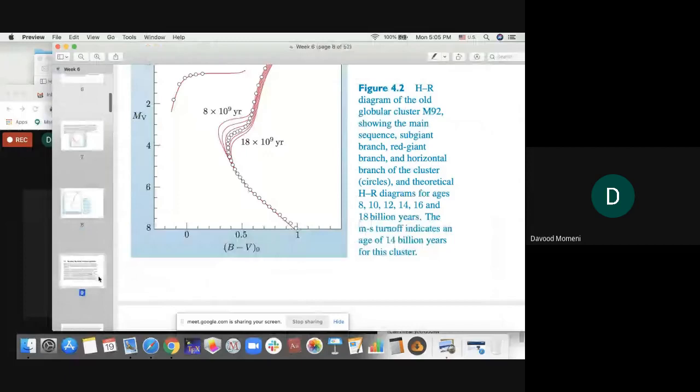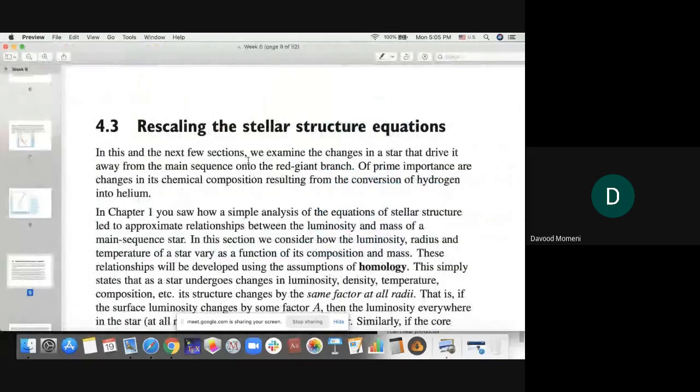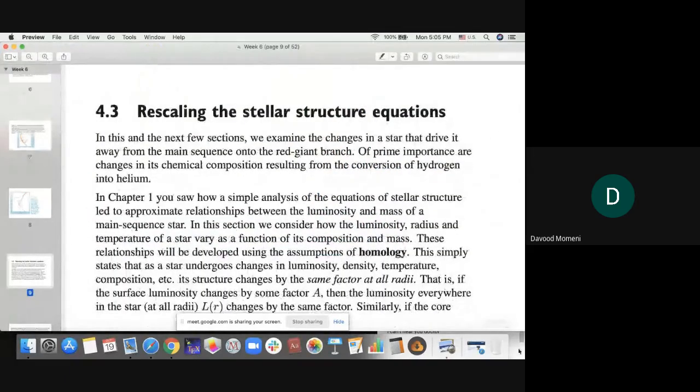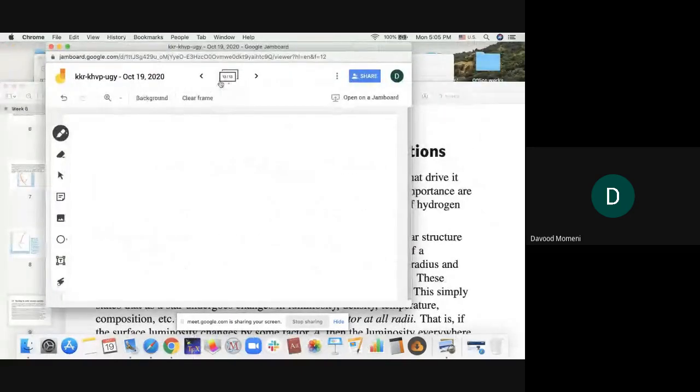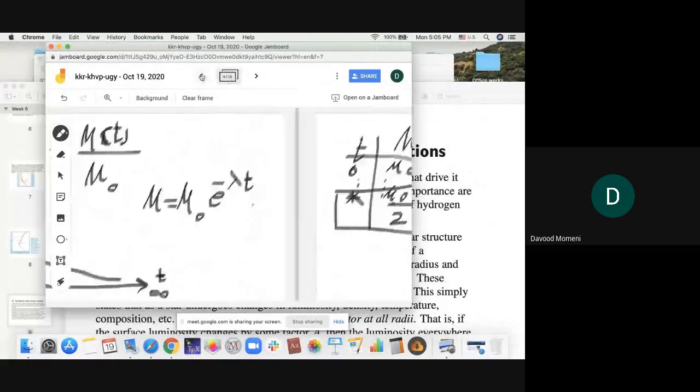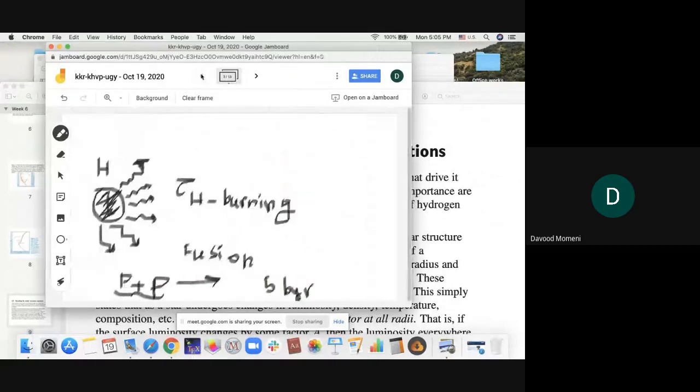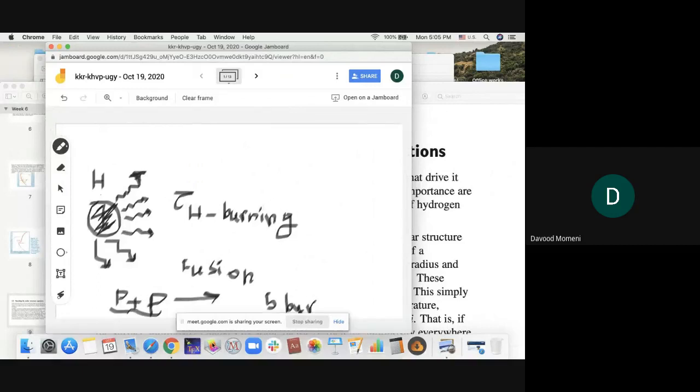Okay, this section is about the rescaling. So I want to summarize what I said so far, because the new subject is completely different from this. It is about the scaling of the equations.